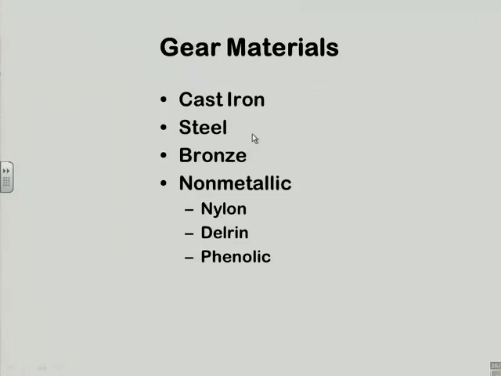Typical materials, I've already mentioned the first three. Non-metallics are quite popular for gears as well, and I list three of them there: nylon, Delrin, those are trade names, and phenolic, which is a generic name. Phenolic gears go back a long way, all the way to the 1900s. They're one of the first plastics ever developed. They're made of urea formaldehyde, and they're a thermosetting resin, which means they don't melt once you set them initially. And they were typically made with a cloth matrix.